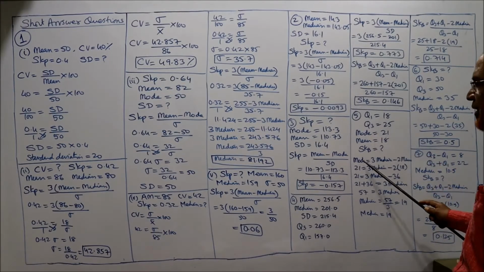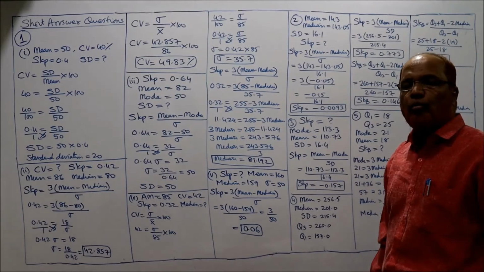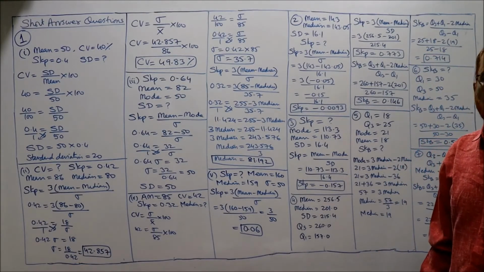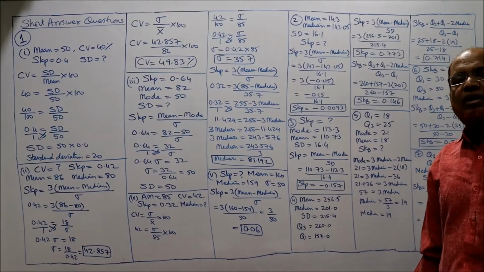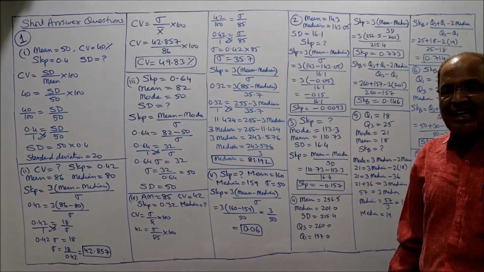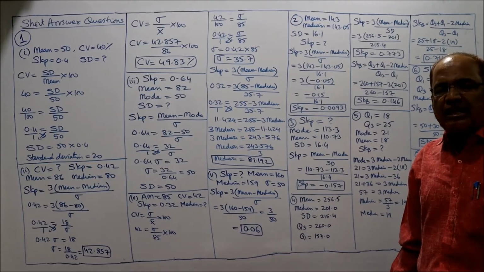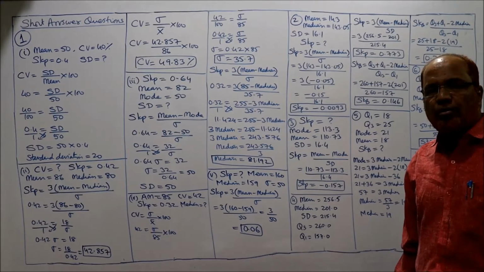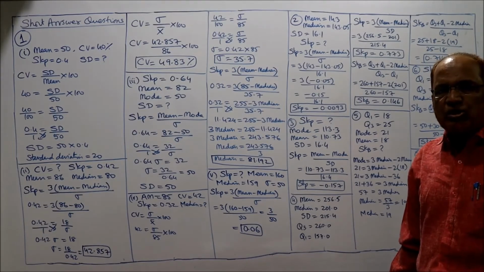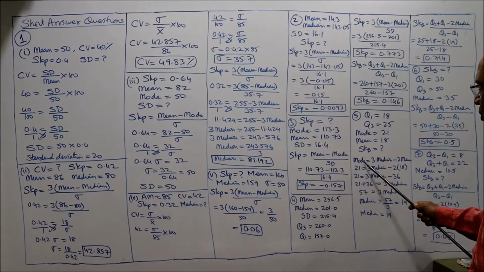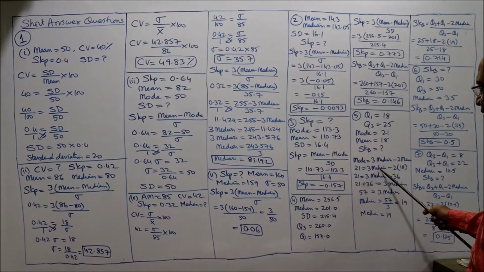So we calculate the median by using one formula: mode is equal to 3 median minus 2 mean. This formula we have already applied in the measure of central tendency. When we did the problems on measure of central tendency, we applied this formula. Mode is equal to 3 median minus 2 mean. So here mode is given in the problem, 21. Median we are not given. We have to find out. And mean is given in the problem, 18.